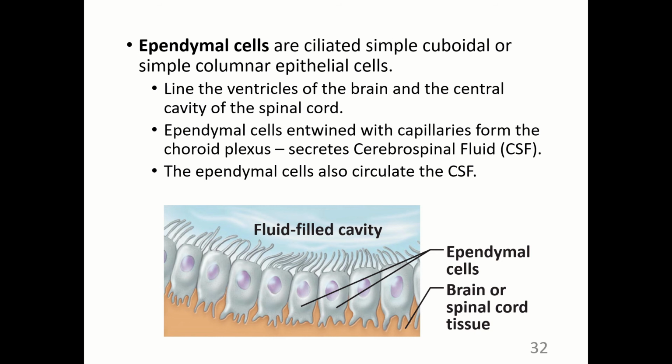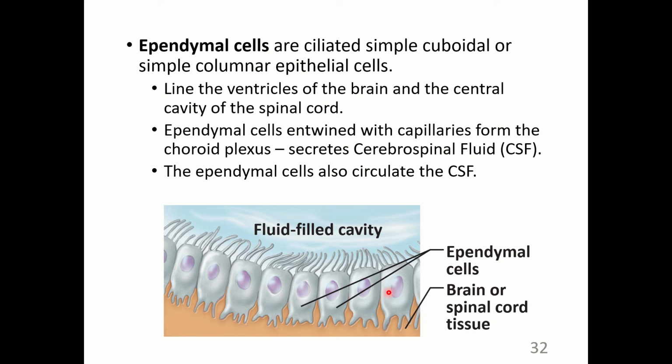Ependymal cells are ciliated, simple cuboidal, or simple columnar epithelial cells. They line the ventricles of the brain and the central cavity of the spinal cord. Ependymal cells that are entwined with capillaries form the choroid plexus. This secretes cerebrospinal fluid, abbreviated CSF. The ependymal cells also circulate the cerebrospinal fluid.